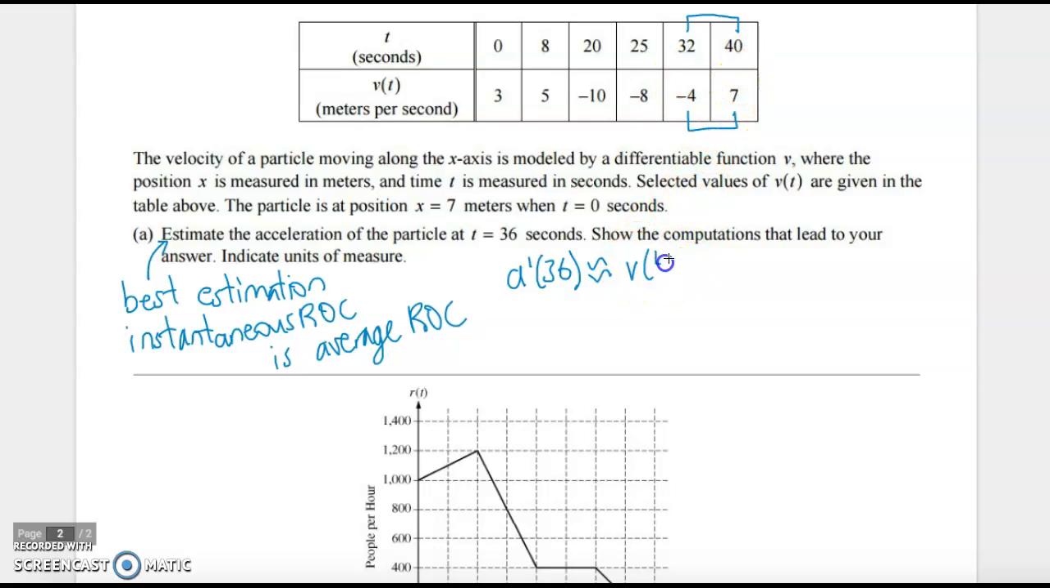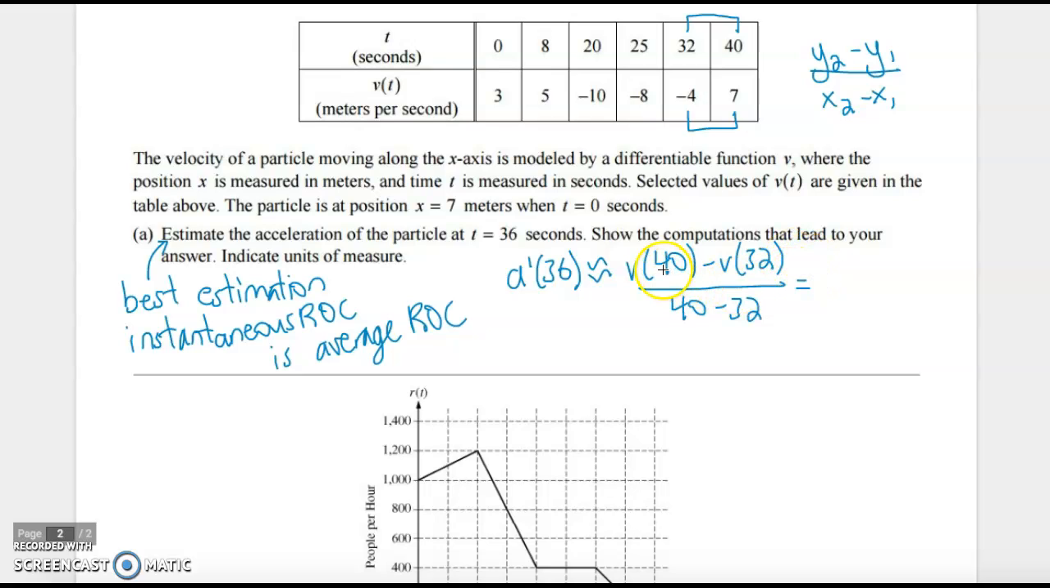So I'm going to do v of 40 minus v of 32, all over 40 minus 32. Remember, we're just doing slope for the average, right? y2 minus y1 over x2 minus x1. And so this is going to be the best approximation for the instantaneous rate of change at 36 seconds. It's not going to be perfect, but it's as close as we can get. And that's why they say estimate, okay? Please make sure we indicate units as well at the end.